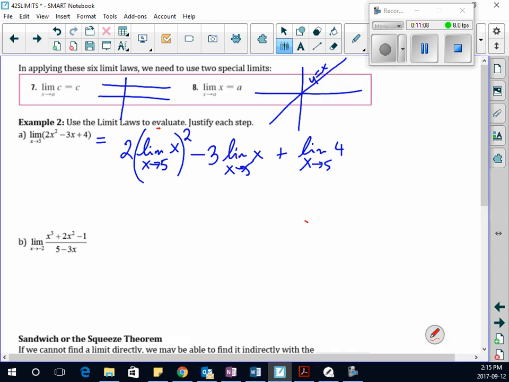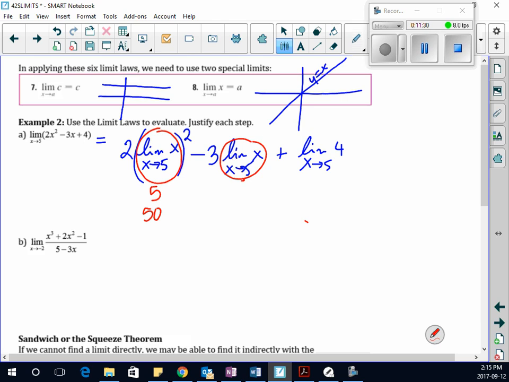I get 5 for this value here. Yes? This is this thing here. When x is 5, the height is 5. Yes? So I should get 5 for that. Then I have to square it and times it by 2. So what do I get? 50.